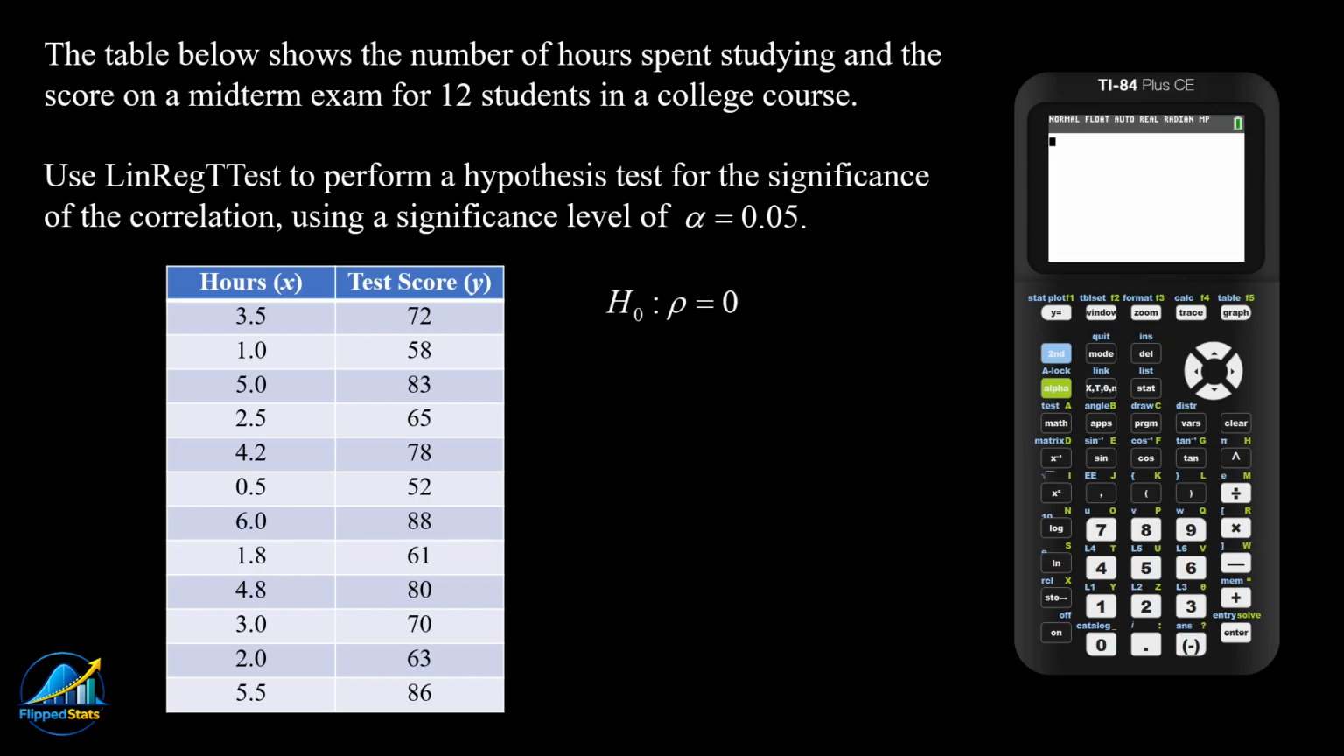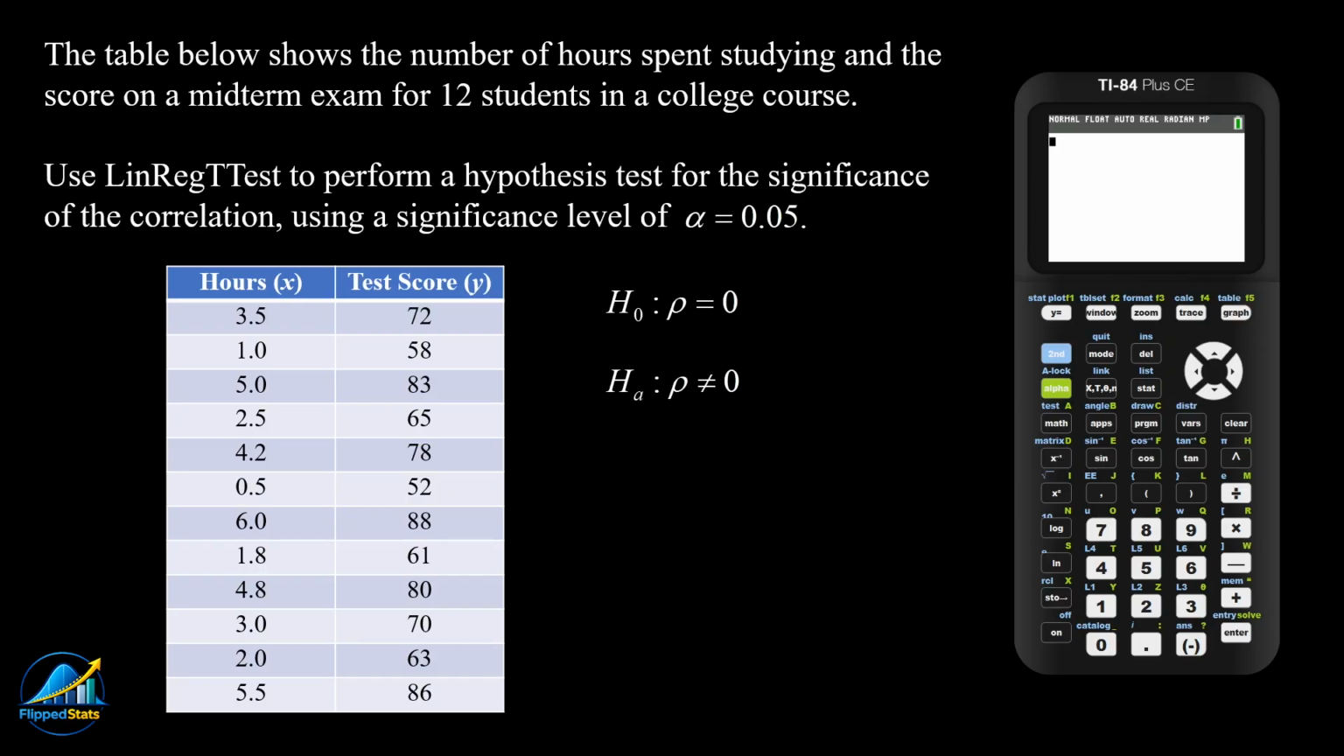So in a hypothesis test for the significance of a correlation, the null hypothesis is going to be that there's no correlation at all in the larger population. So we say the null hypothesis is that rho equals 0. That little Greek letter rho is the population correlation coefficient. And our alternative hypothesis is that the population correlation coefficient differs significantly from 0.